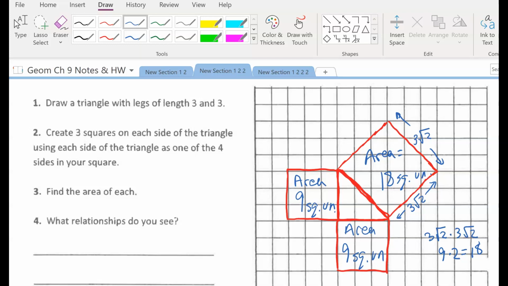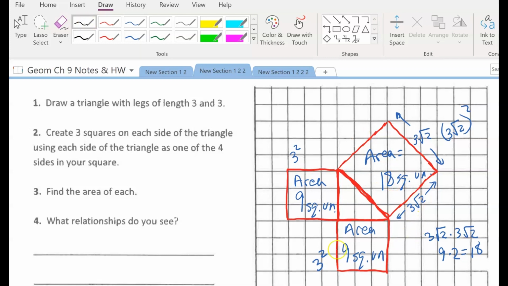Alright, so if we look here, this area we can find by taking the length of this side and squaring it. So 3 squared is 9. Okay, so that's 3 squared. And the area of this one is also going to be 3 squared, which is 9. And the area of this one here was 3 square root of 2 squared. So if we notice, 9 plus 9 gives us 18.